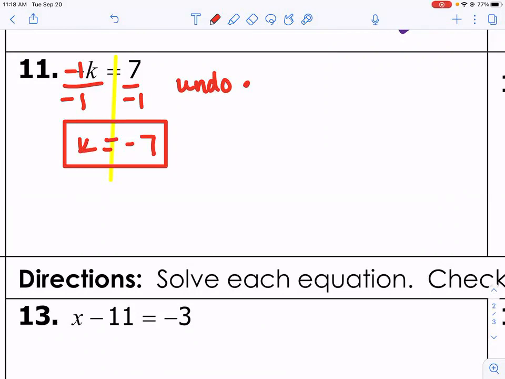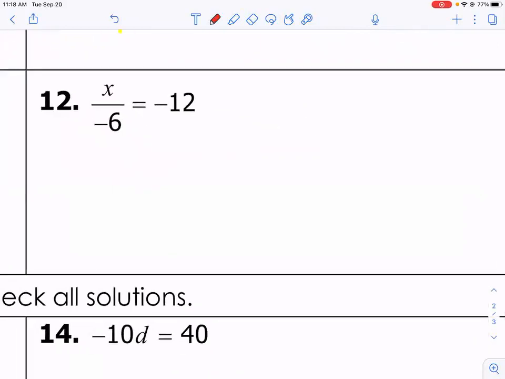I know that some of you are like, oh my gosh, that's so ridiculous, I can do it in my head. But when we get to 2-step equations, we're really going to need to show our work, okay? Number 12.